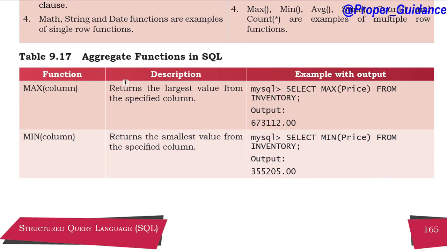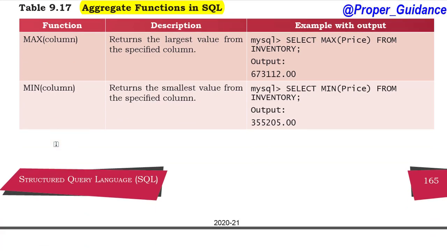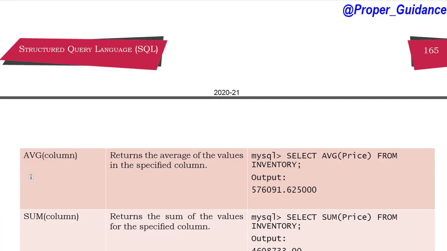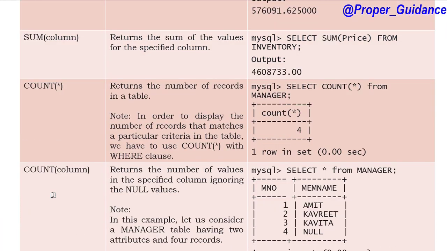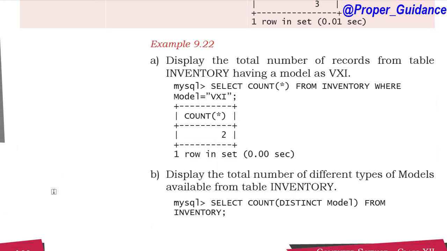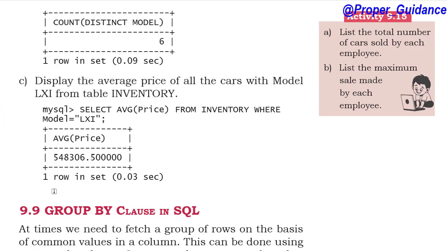Okay. Aggregate functions in SQL. Aggregate functions: max, min, these are the max column, min column. Average, sum, count column, all these are aggregate functions in SQL.